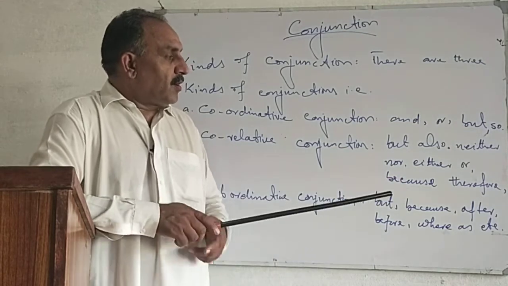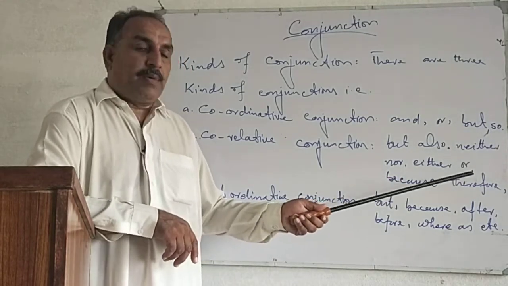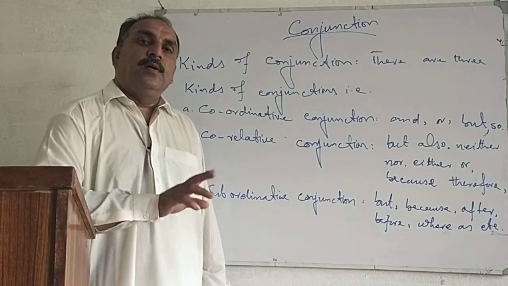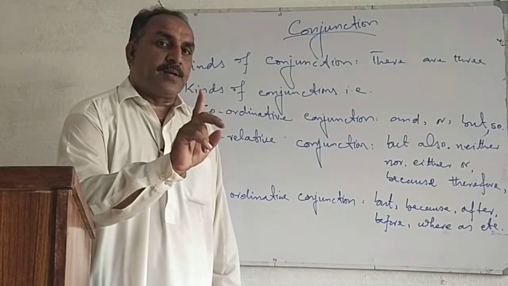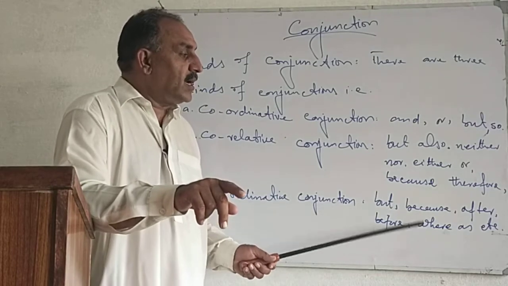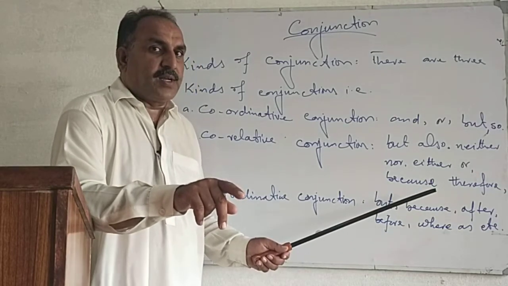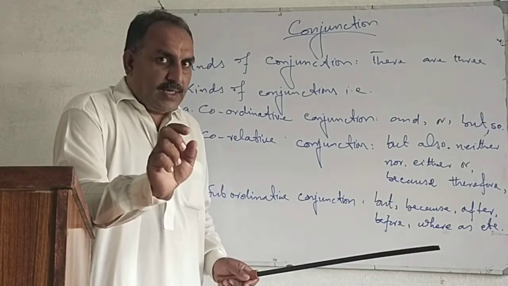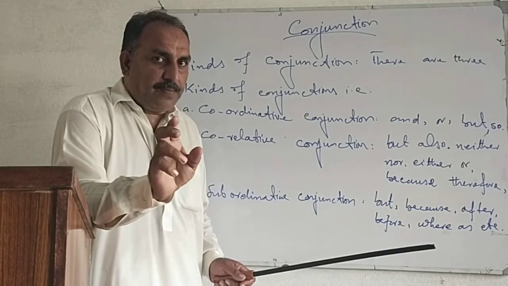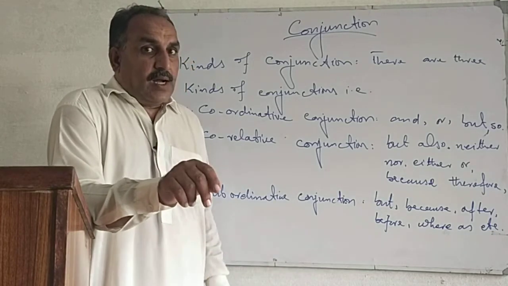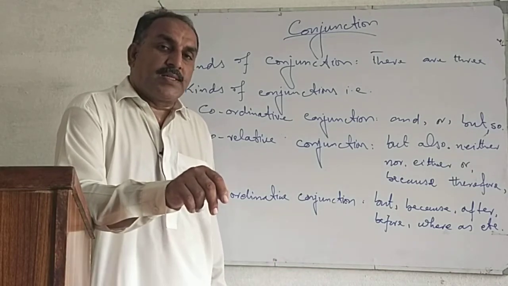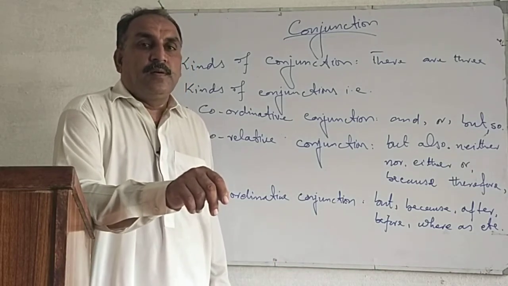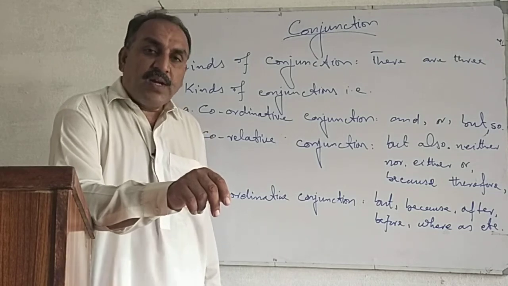Because and therefore. You see, I put a comma. Because and therefore are used together, not separately. When you use them separately, they are subordinative conjunctions. When they are used collectively, in the form of a couple, then they are correlative. Because she was ill, therefore she didn't attend the function.